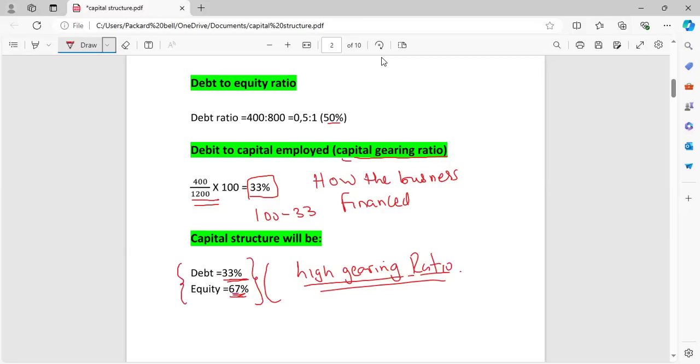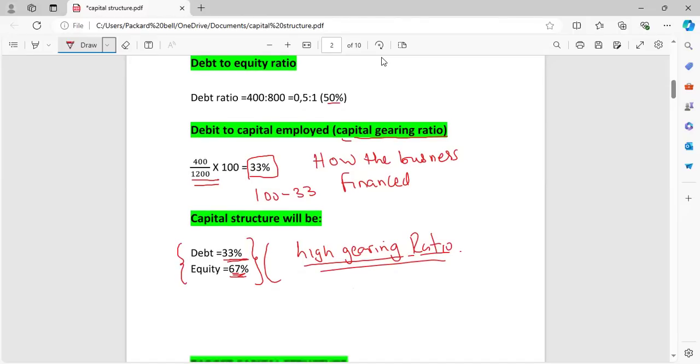The debt is higher than the equity, which will give a business a challenge after they pay the debt to the owners of the debt.